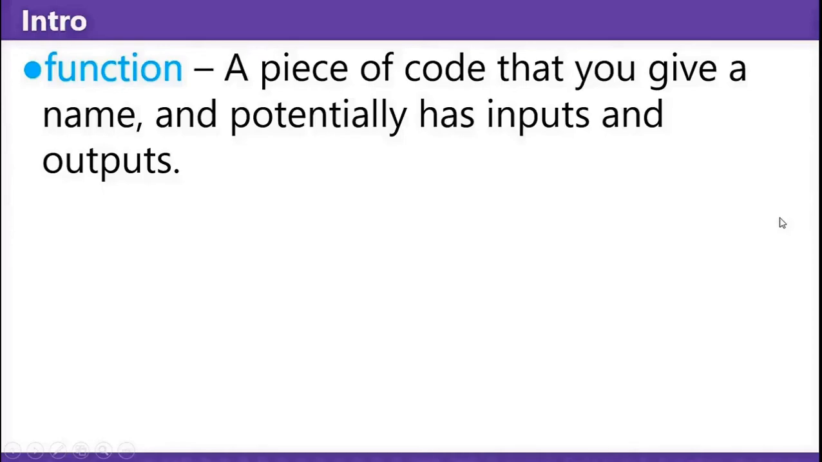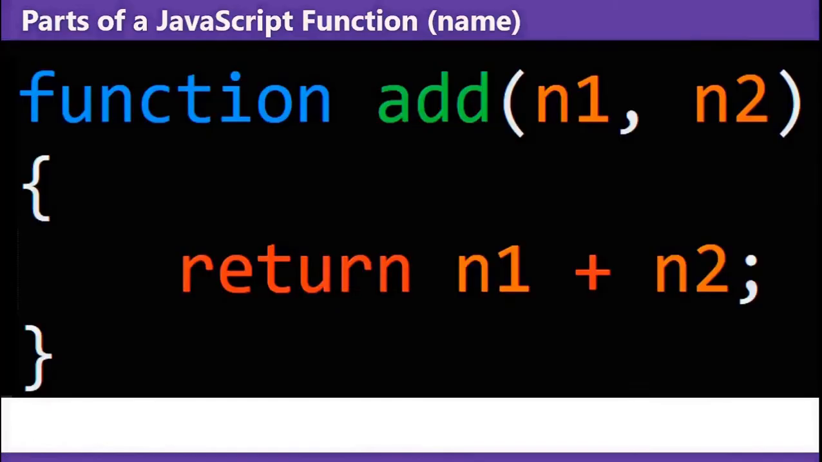In programming, a function is a piece of code that you give a name and potentially has inputs and outputs. In JavaScript in particular, there are a few parts that go into defining a function. The first part is a name. When you give a function a name, like in this case add, that's the name you can reuse in other places in your code when you want to use this functionality again.